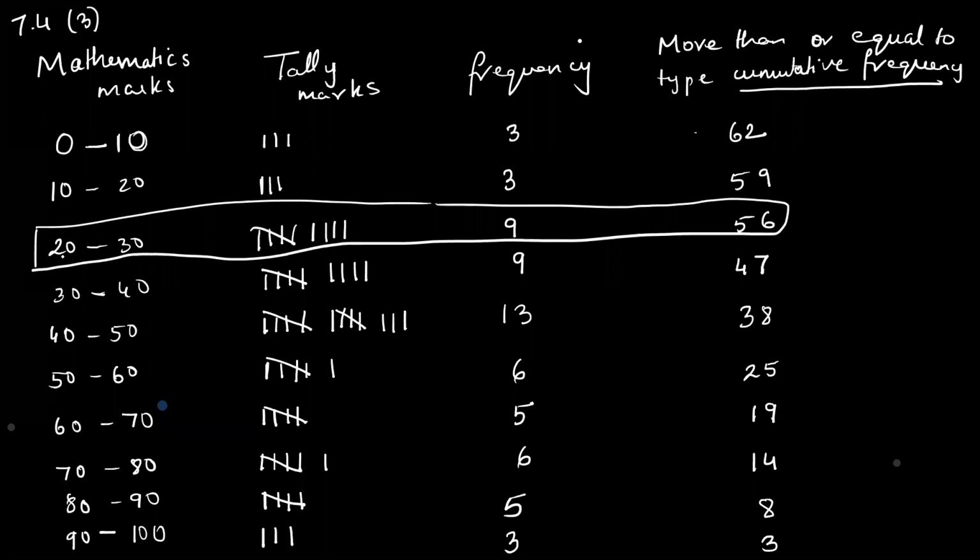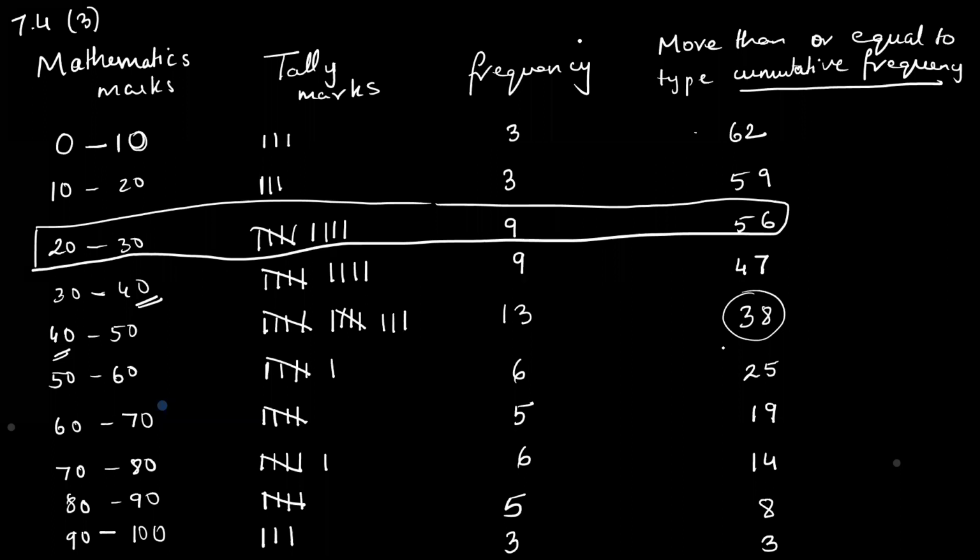Okay. So when they say 40 or above 40, 40 is here also, 40 is here also. When they say 40 or above 40, should we look at 30 to 40 or 40 to 50? Sir, 40 to 50. Correct. And what is the value in front of that? 38. So your answer will be 38 for the first question. Okay. Now read the second question.